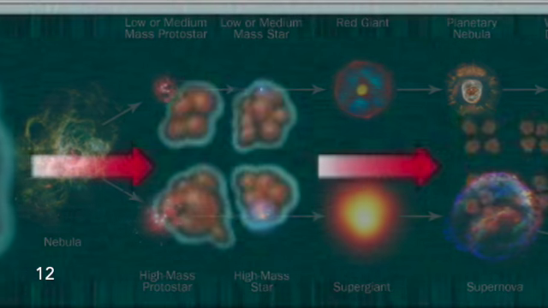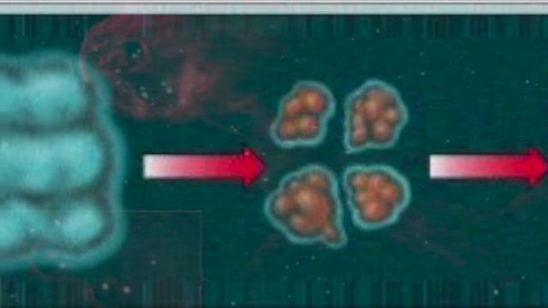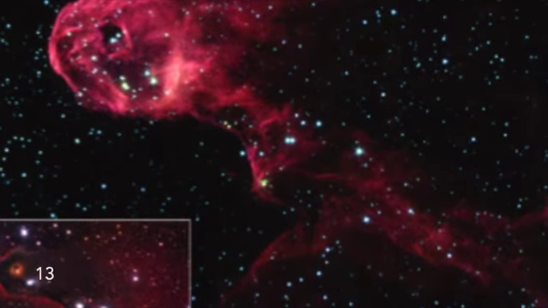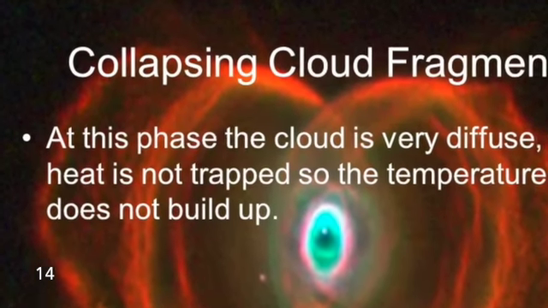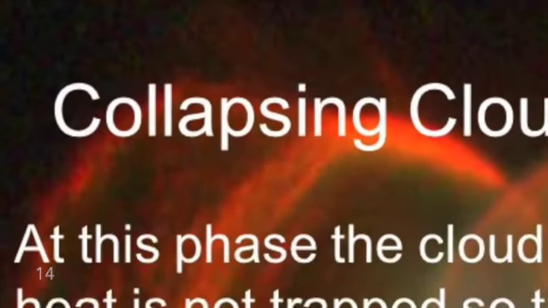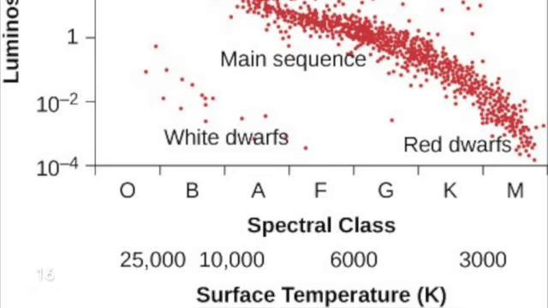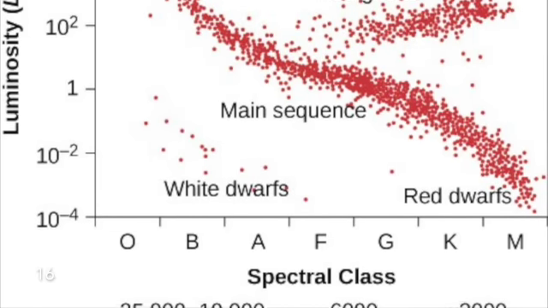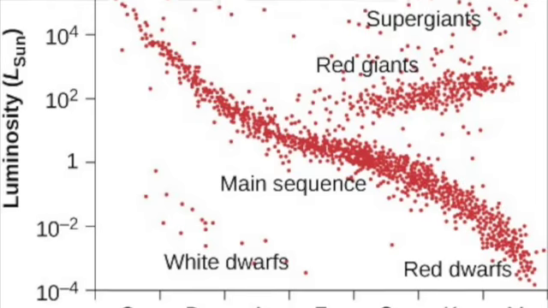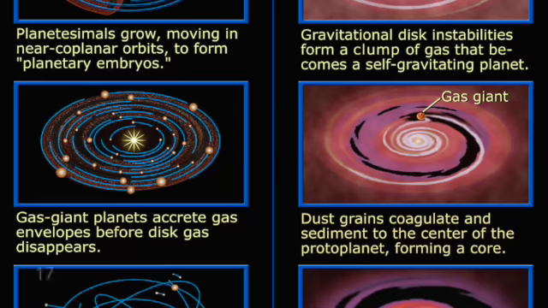Remember the interstellar cloud collapse and fragmentation we discussed earlier? That's stage 1. The next stage is when the individual fragments begin to collapse. When the cloud becomes dense enough, there is no further fragmentation. Then, when the interior reaches about 10,000 Kelvin, it becomes plasma. Stage 4 is when the cloud becomes a protostar and it is first visible on the HR diagram.